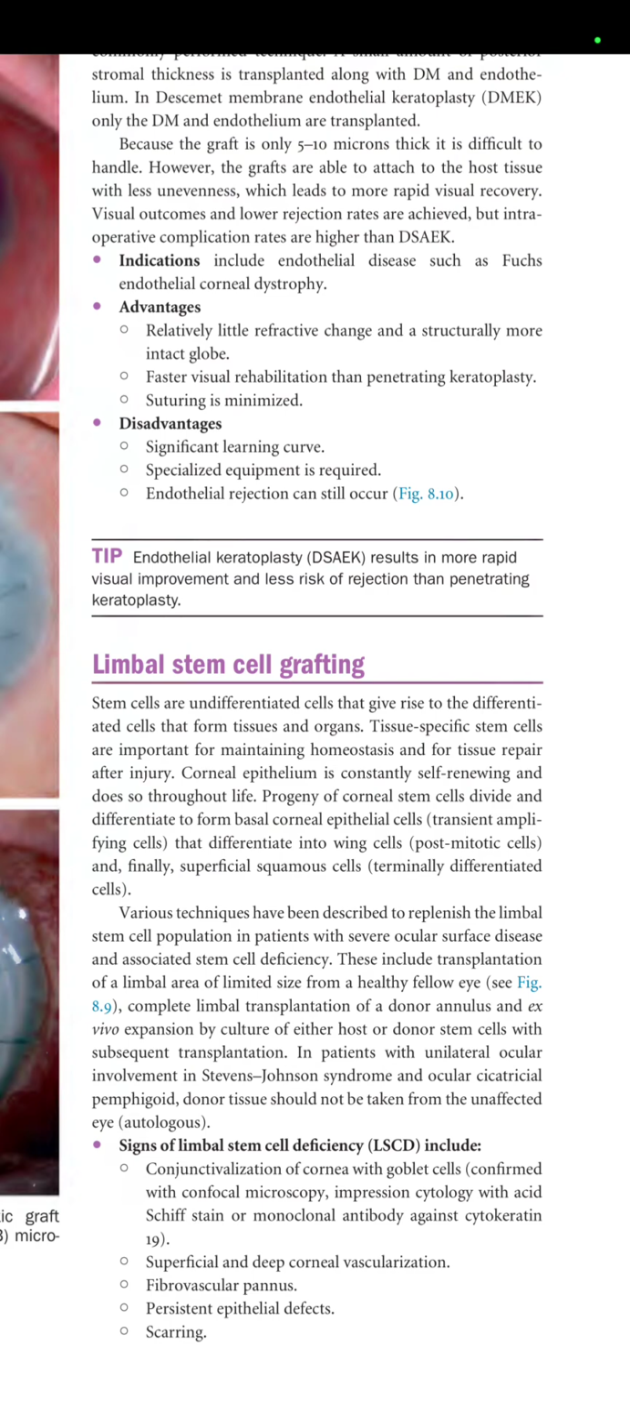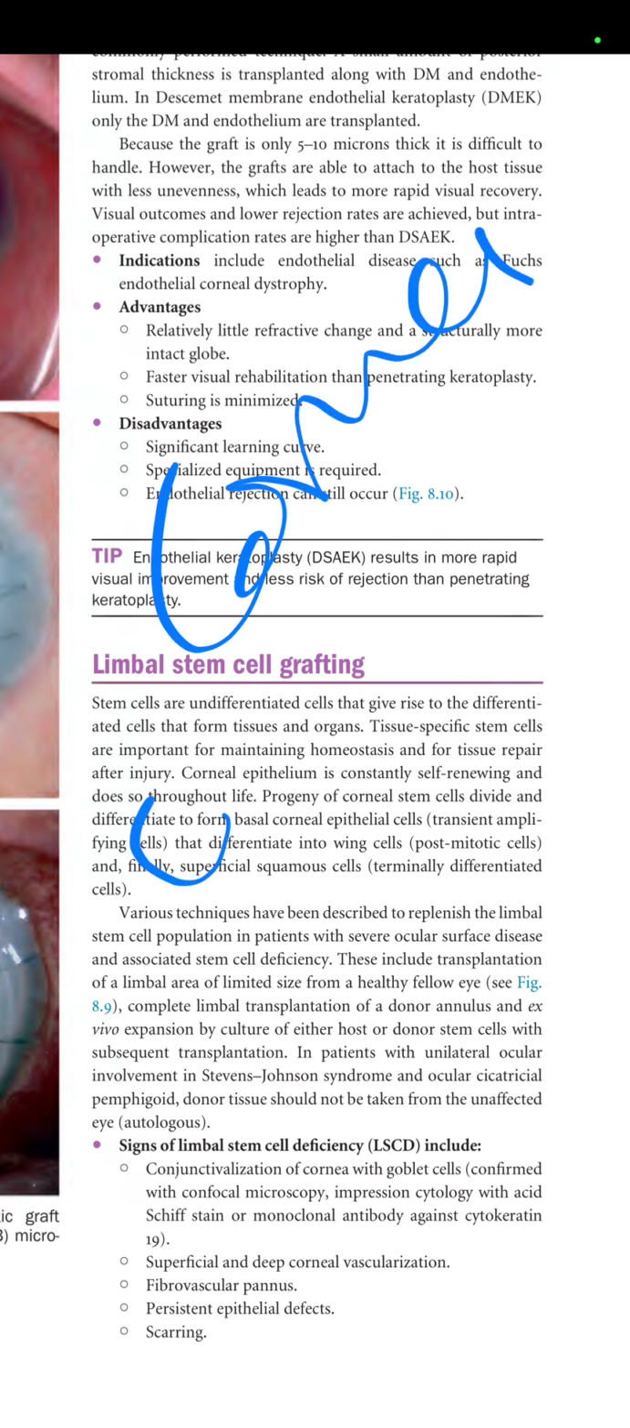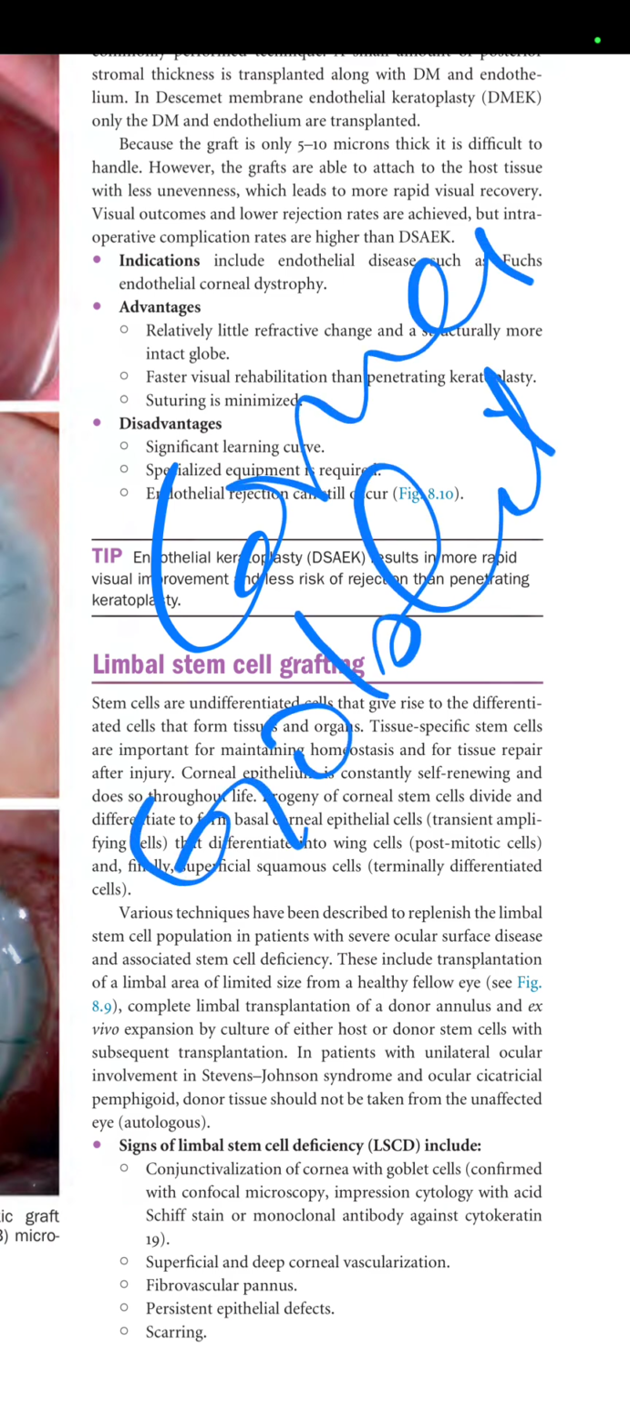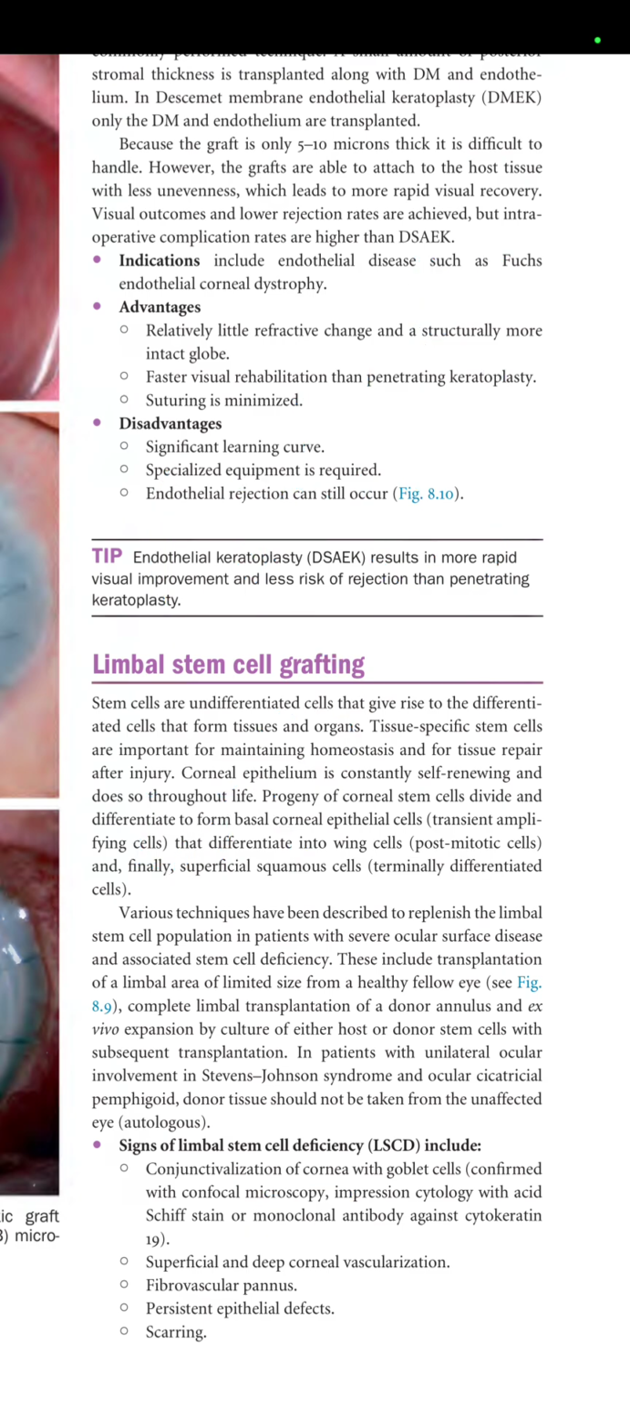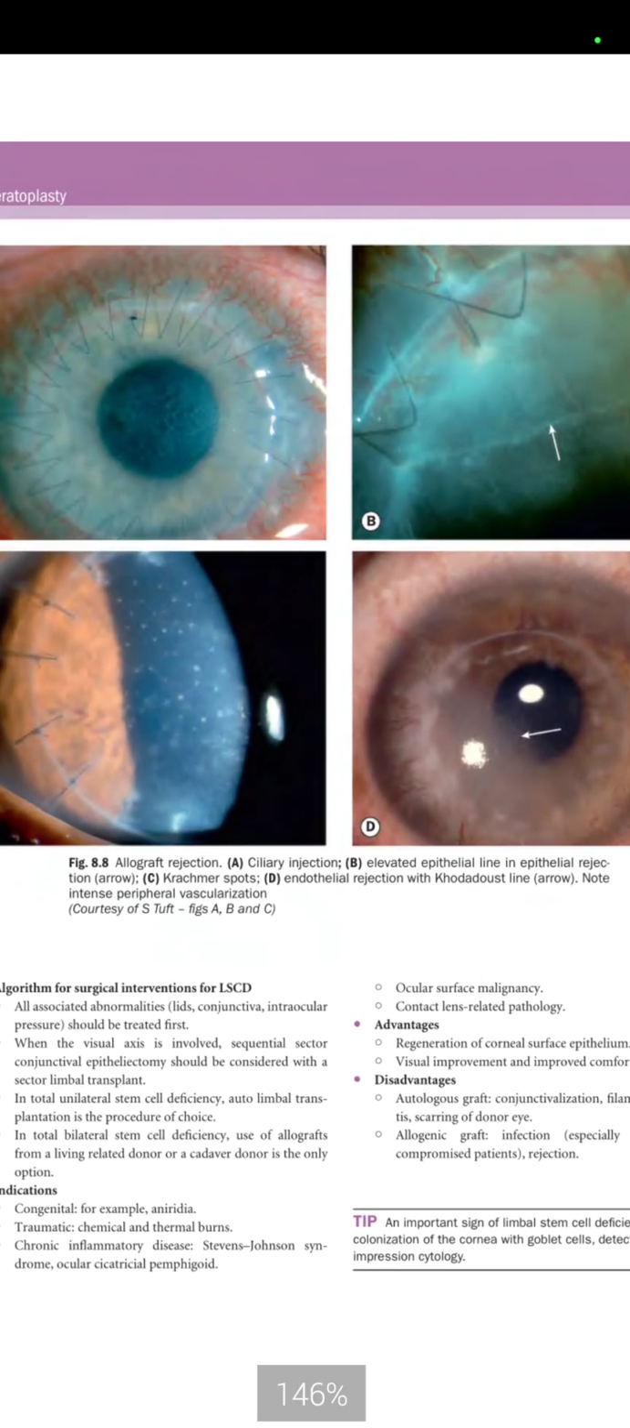Signs of limbal stem cell deficiency include conjunctivalization of the cornea with goblet cells, confirmed with confocal microscopy, impression cytology with periodic acid-Schiff stain, or monoclonal antibody against cytokeratin 19. So you are going to see that the cornea is conjunctivalized, and you can see goblet cells in it. You can confirm it by different tests. Other signs are superficial and deep corneal vascularization, fibrovascular pannus, persistent epithelial defect, and scarring. These are all the signs of limbal stem cell deficiency.